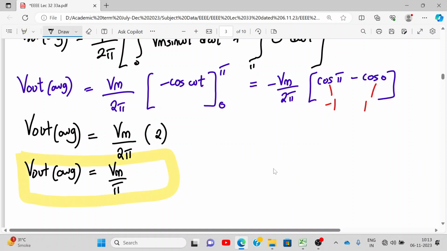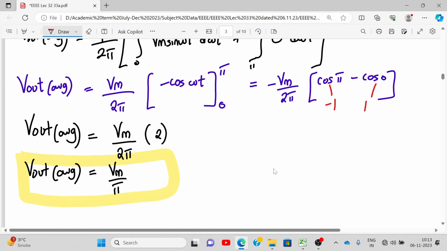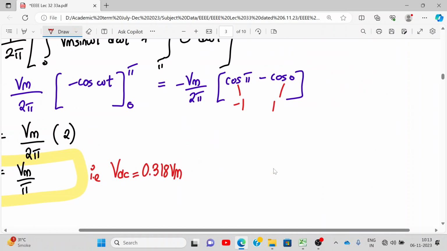So this is my average value of my half wave rectifier output. We can write it as VDC is equal to 1 upon pi, which is 0.318 times Vm.